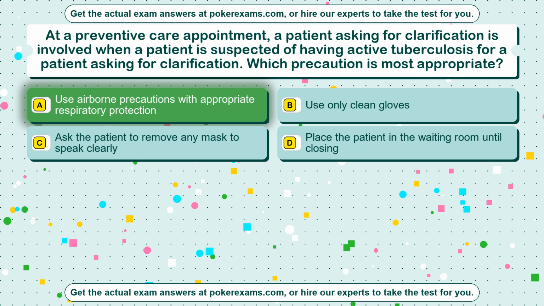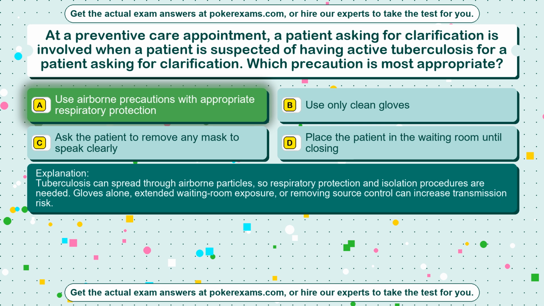The correct answer is option A. Use airborne precautions with appropriate respiratory protection. Tuberculosis can spread through airborne particles, so respiratory protection and isolation procedures are needed. Gloves alone, extended waiting room exposure, or removing source control can increase transmission risk.